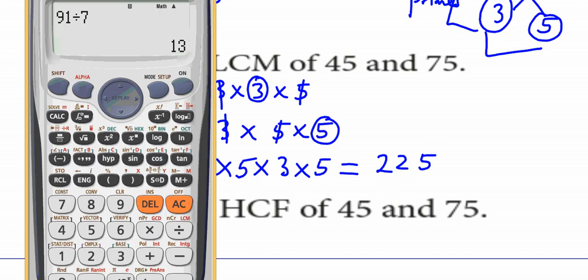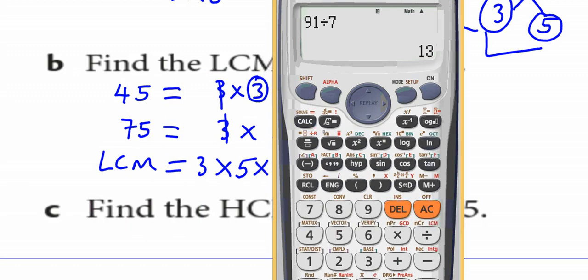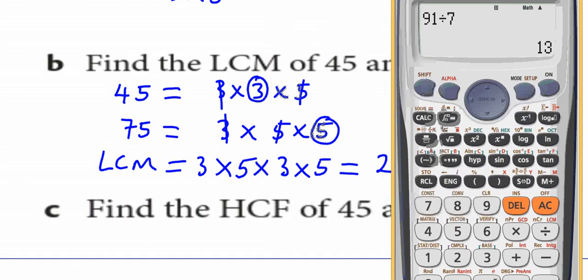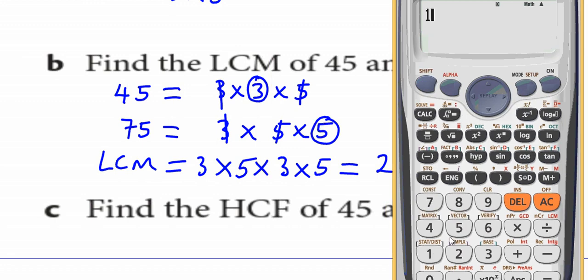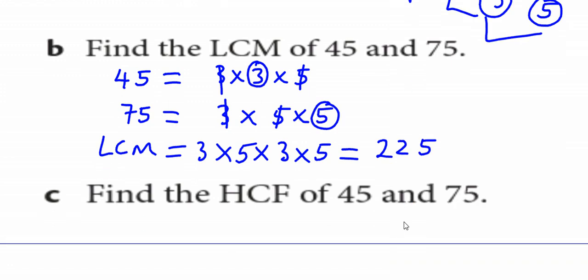You can check that using a calculator. Let me put my calculator over here. Cool. So 15 times 15, the answer is 225. So you can check that using your calculator for LCM.